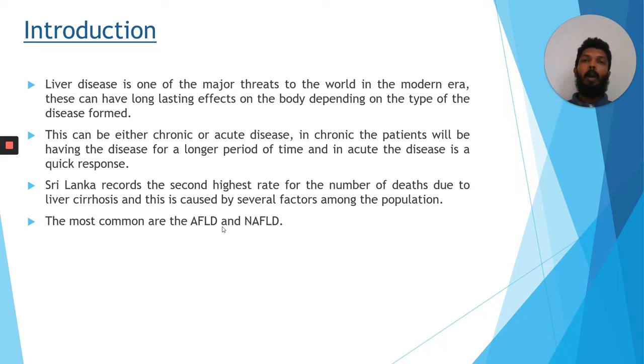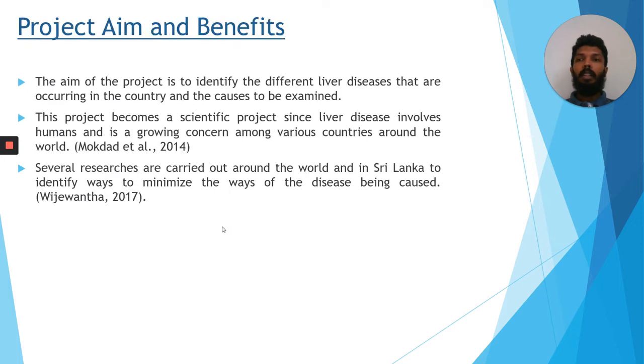Normally people divide liver disease into two types: chronic or acute liver disease. It depends on the duration of the liver disease in the patient and how long they have been affected. Sri Lanka records the second highest rate of deaths due to liver cirrhosis caused by AFLD, or alcoholic liver disease. This has been covered in a lot of research articles.